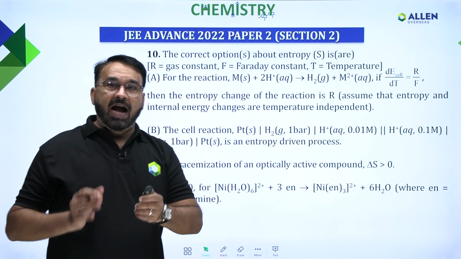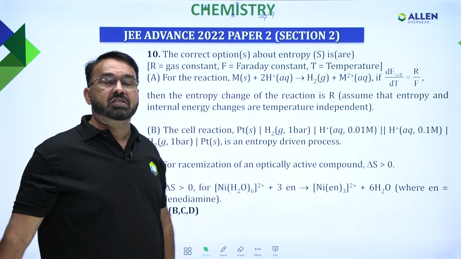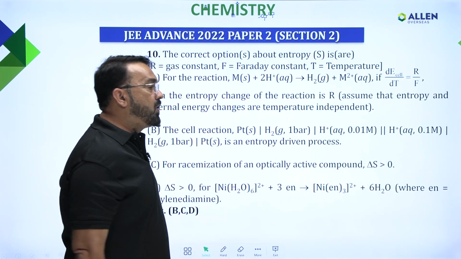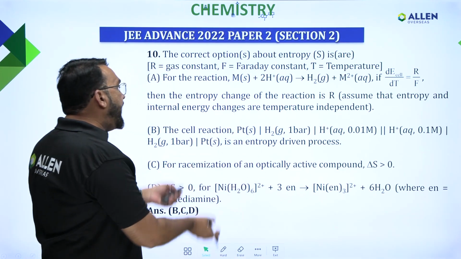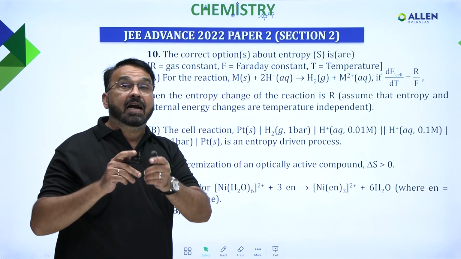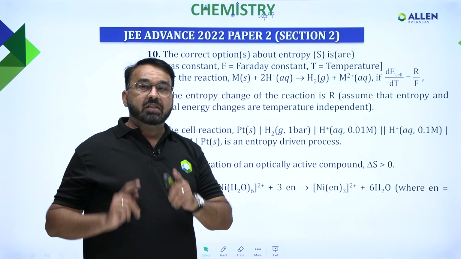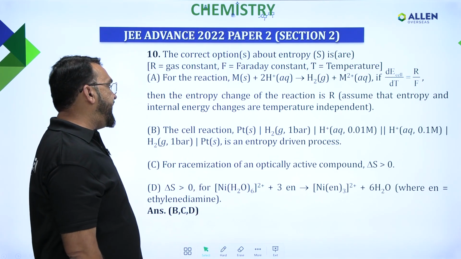So we have to prove with this information given to us in option A whether the entropy change delta S is equal to R or not. Assume that entropy and internal energy changes are temperature independent, students. Along with this, now let us see what option B is saying.